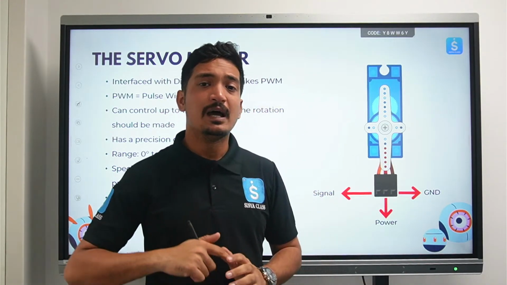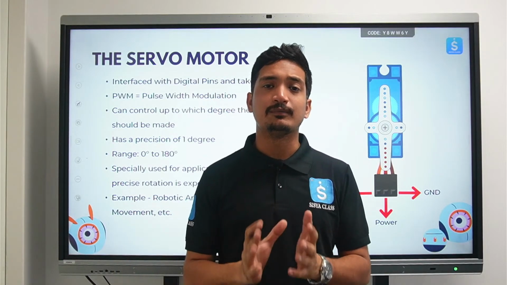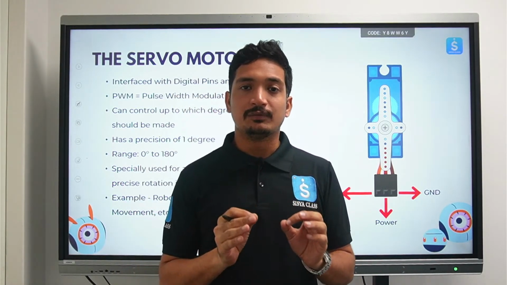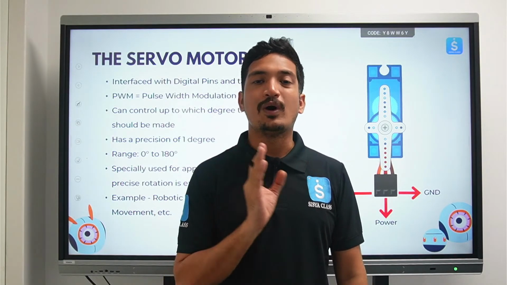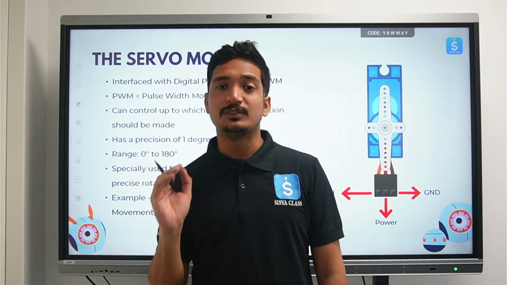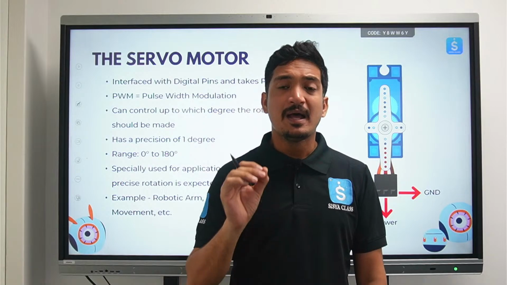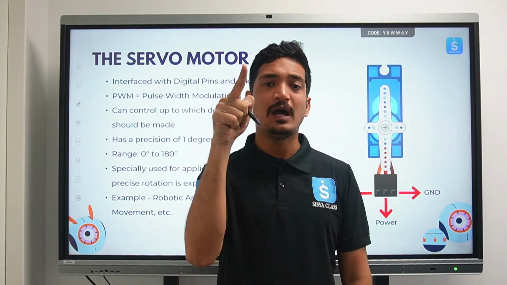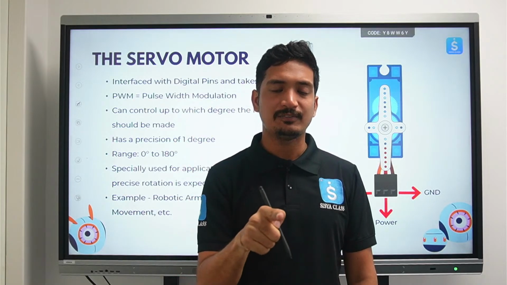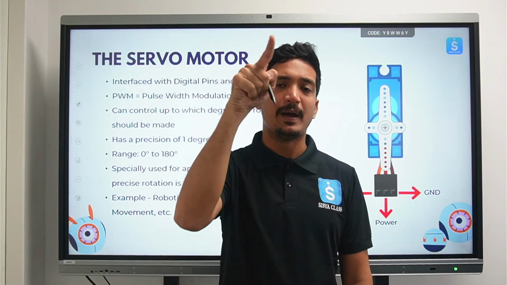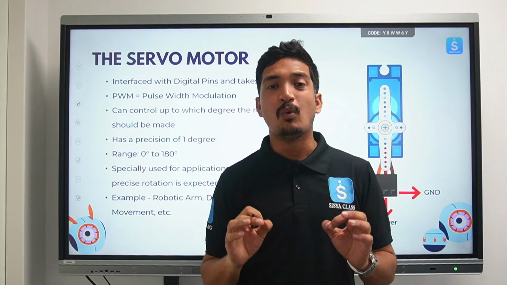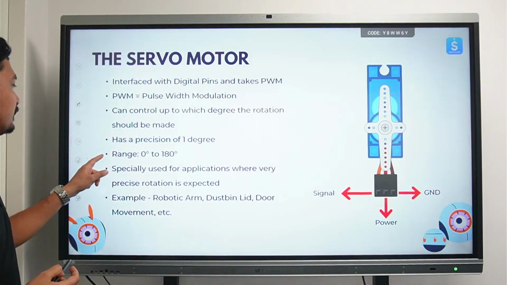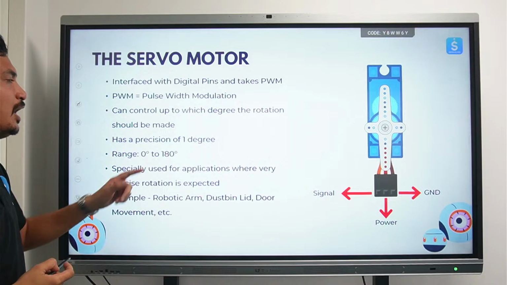Now a servo motor will give you rotation. Usually the range of rotation for a servo motor is 0 to 180 degrees. This is the range of rotation, which means that it doesn't rotate a complete round, but it will just rotate one half circle, and then again it can come back. So it has a range of 0 to 180 degrees.